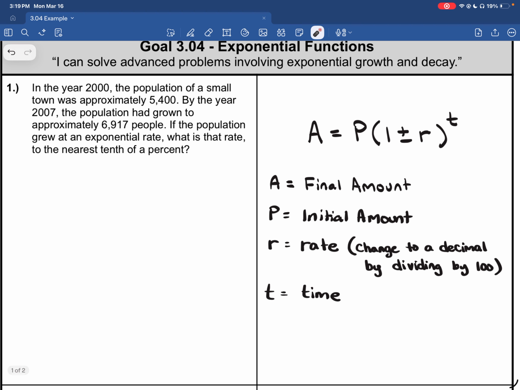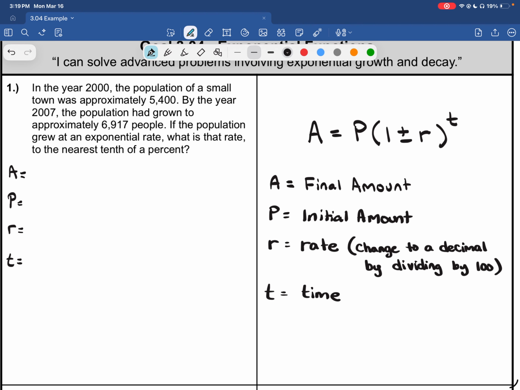So, for example, number 1, in the year 2000, the population of a small town was approximately 5,400 people. By the year 2007, the population had grown to approximately 6,917 people. If the population grew at an exponential rate, what is that rate to the nearest tenth of a percent? So, I'm going to go ahead and write A equals, P equals, R equals, and T equals.